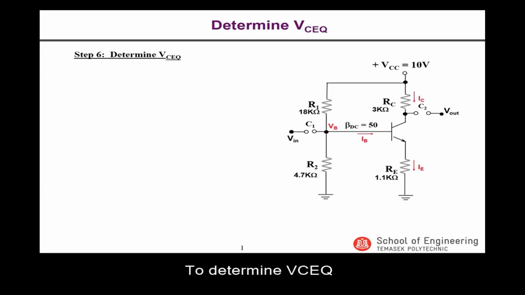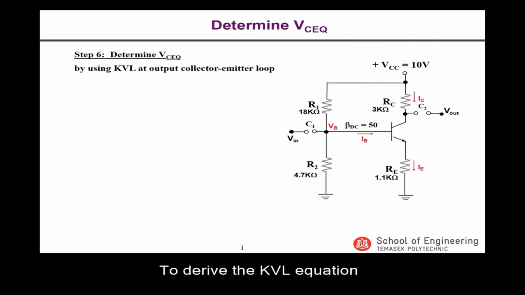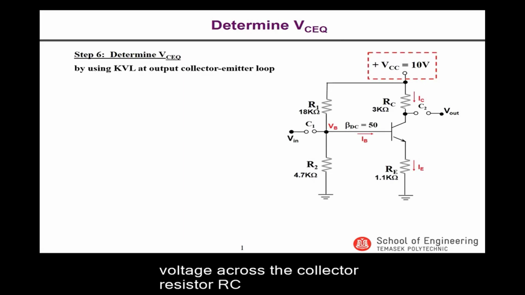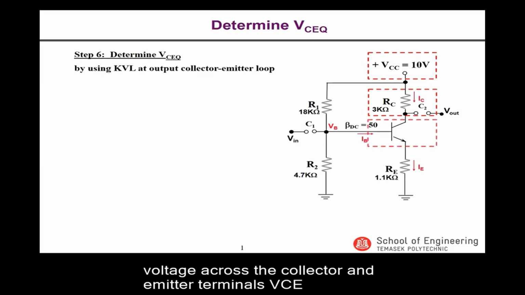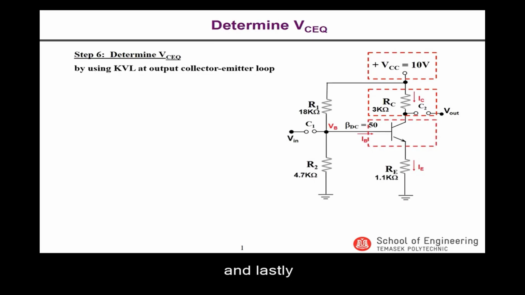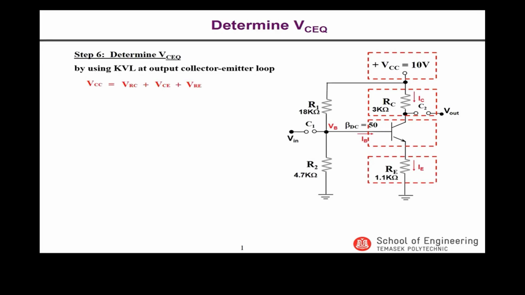To determine VCQ, we use Kirchhoff's voltage law, or KVL, at the output collector-emitter loop. To derive the KVL equation, we observe that the voltage supply VCC supplies voltage to 3 parts, namely the voltage across the collector resistor RC, the voltage across the collector and emitter terminals VCE, and lastly the emitter resistor RE. Hence, VCC is equal to the sum of these 3 voltages along the collector-emitter loop.